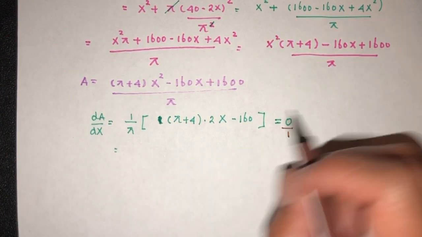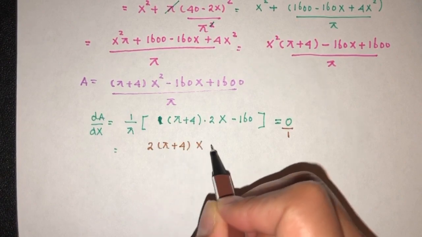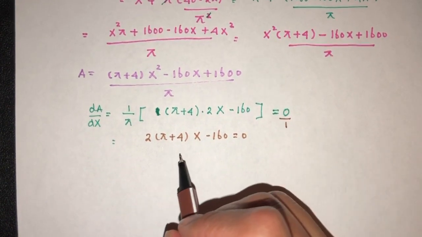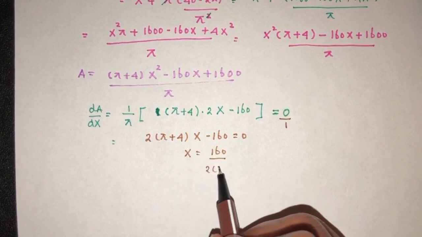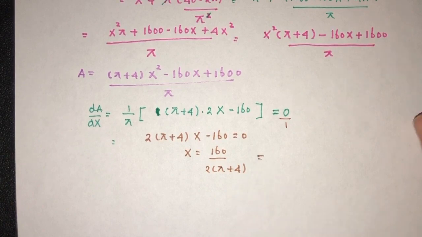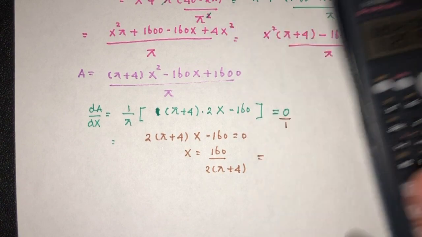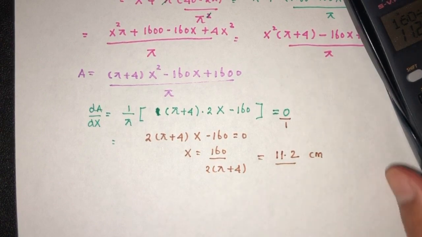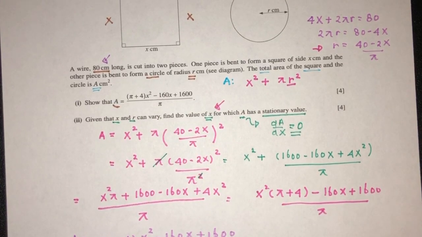Now we can first cross multiply. This will cancel out. You have 2 (pi plus 4) x minus 160. That will be 0, which means we have to find the value of x here. So x will be 160 divided by 2 pi plus 4. Let's see what do we get. 160 divided by 2 pi plus 8. That will be 11.2, correct to 3 SF, right? Centimeters. And that was the question, just to find the value of x for which A has a stationary value.